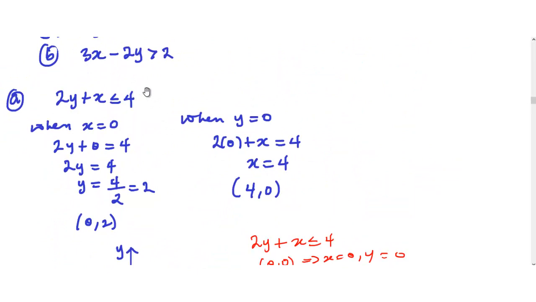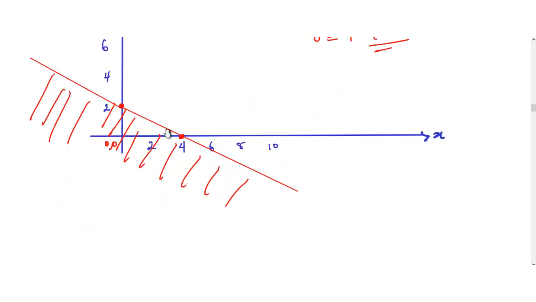So let's quickly look at number B. We have 3x minus 2y is greater than 2. So for B, we have 3x minus 2y is greater than 2. Now, the first thing we need to look out for is that we write the corresponding equation of this in linear form. That would be 3x minus 2y is equal to 2. So we determine the intercept.